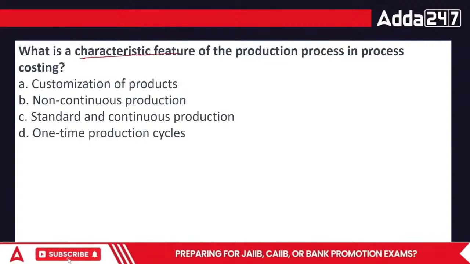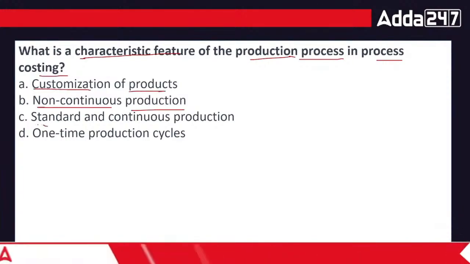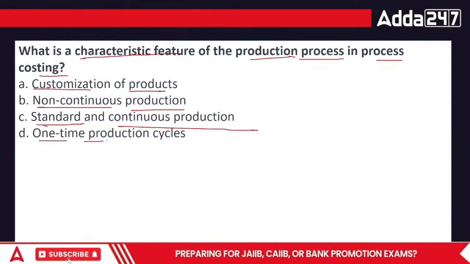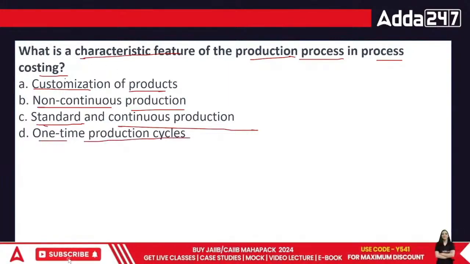What is the characteristic feature of production process in process costing? Customization of products, non-continuous production, standard continuous production, or one-time production cycles. Characteristic feature of production process.